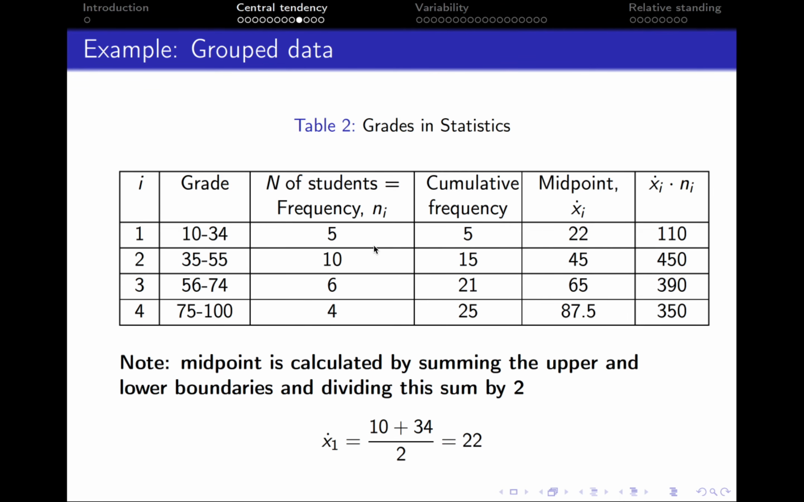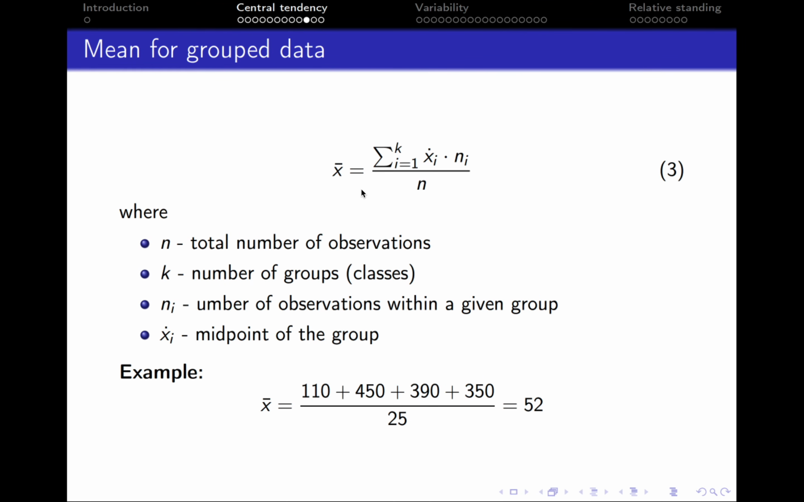The total number of students, or the total number of observations, is always equal to the cumulative frequency from the last group. So in our case, the total number of students is 25. So we sum the product of the midpoint and the individual frequency, 110 plus 450, and so on and so forth, and we divide it by 25, the total number of observations, so the total number of students, and we get that the average grade, or the mean grade, in this group of students is 52.